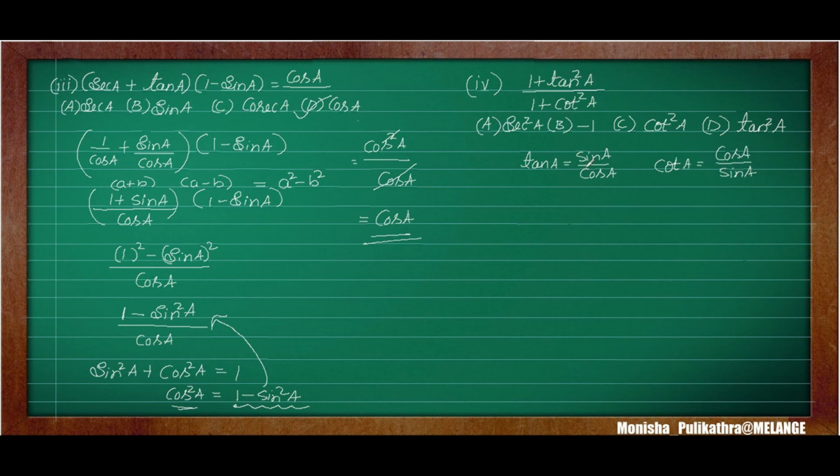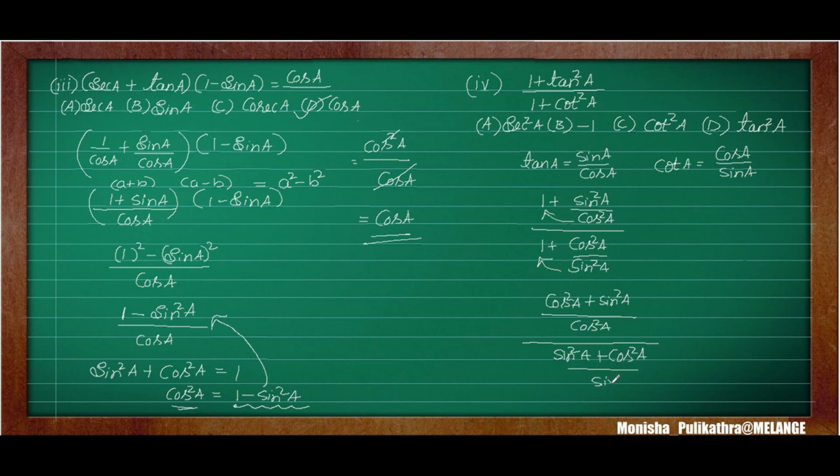So instead of tan A we can write sin A by cos A. I will be substituting it. Tan square A will become sin square A by cos square A, and cot square A will become cos square A by sin square A. Now we have to take the LCM. In the numerator it will become (cos square A plus sin square A) whole divided by cos square A. Next, in the denominator section it will become (sin square A plus cos square A) whole divided by sin square A.